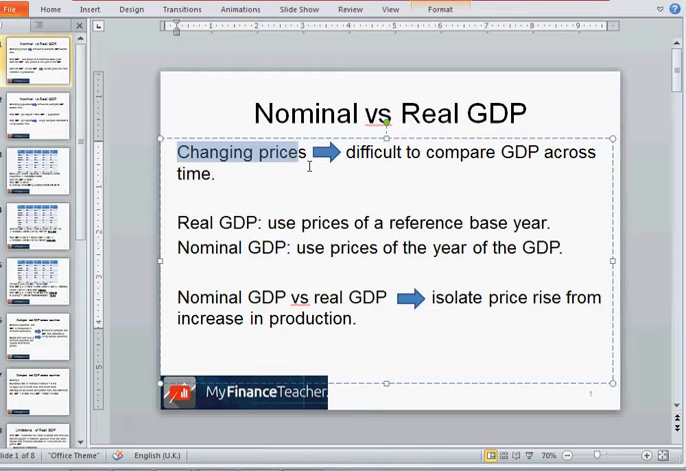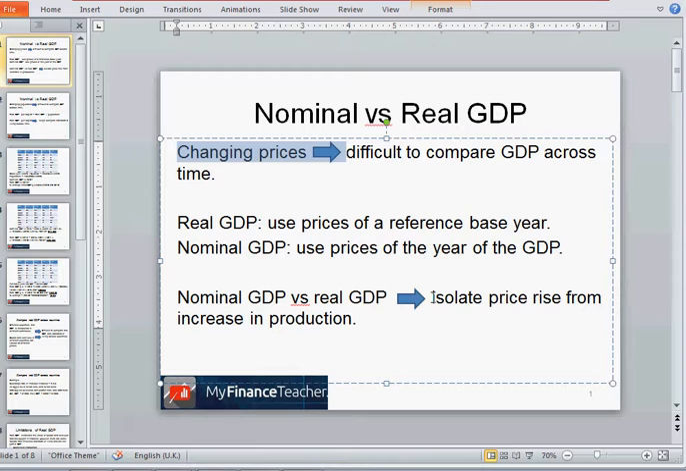year to another. In that case, instead of using current prices, which change from one year to another, we might use the prices of a reference base year and calculate real GDP, which could be a more useful measurement when comparing standard of living across time. So using real rather than nominal GDP helps us deal with the problem of changing prices.